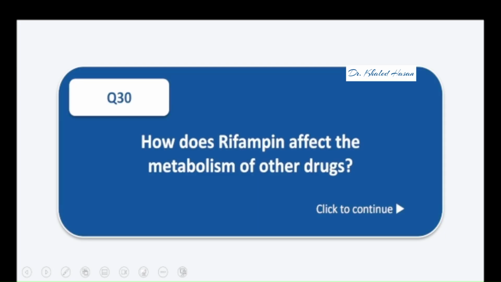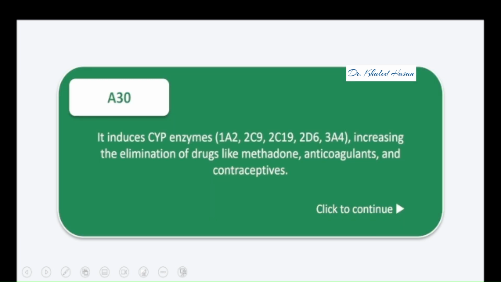How does rifampin affect metabolism of other drugs? Rifampin induces cytochrome enzymes 1A2, 2C9, 2C19, 2D6, and 3A4. This will lead to increased elimination of drugs like methadone, anticoagulants, and contraceptives.